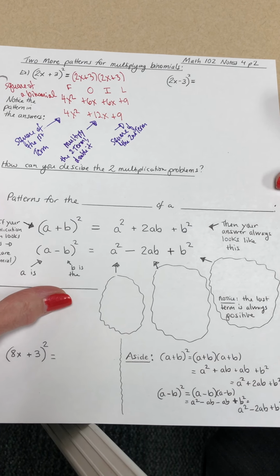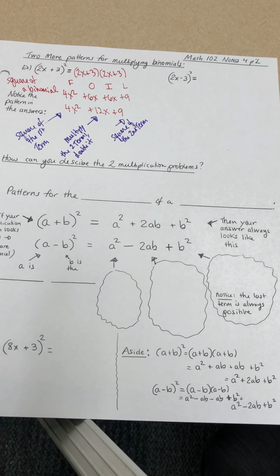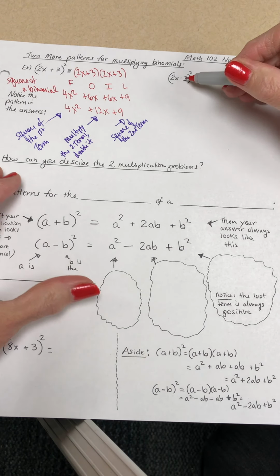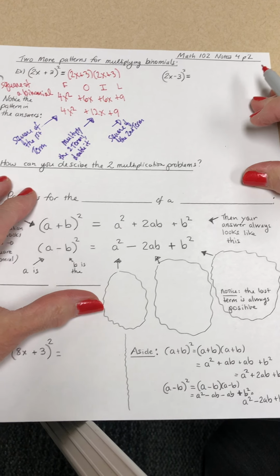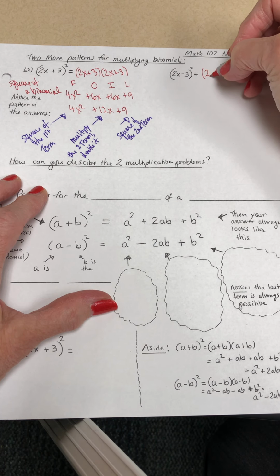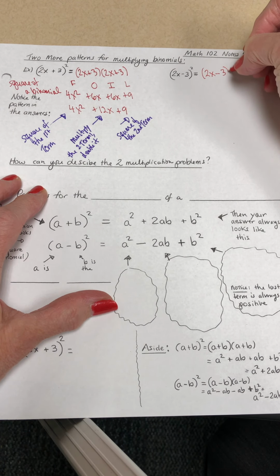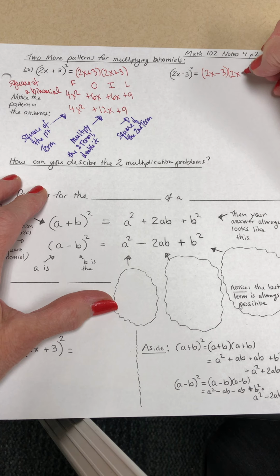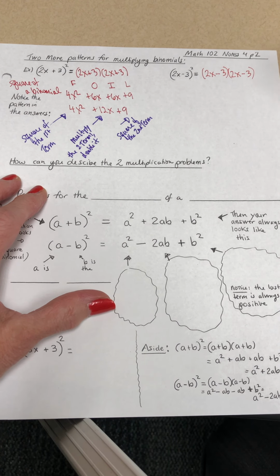Now, let's try 2x minus 3 quantity squared. Notice how the numbers are the same, but the only difference is the sign. So let's see what happens when we just put a negative sign in the middle. So again, to square something, it means to multiply the exact same thing by itself. So it's 2x minus 3 times 2x minus 3. Don't go changing any signs.